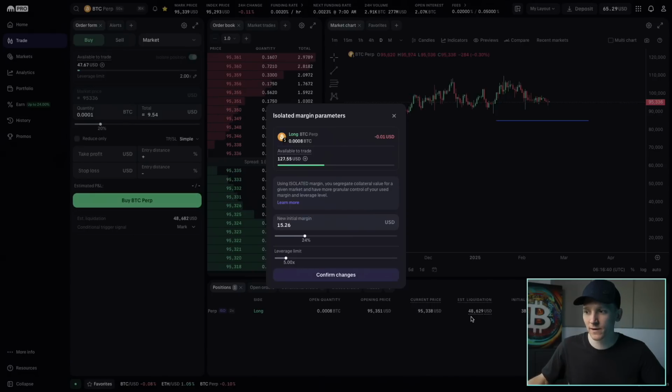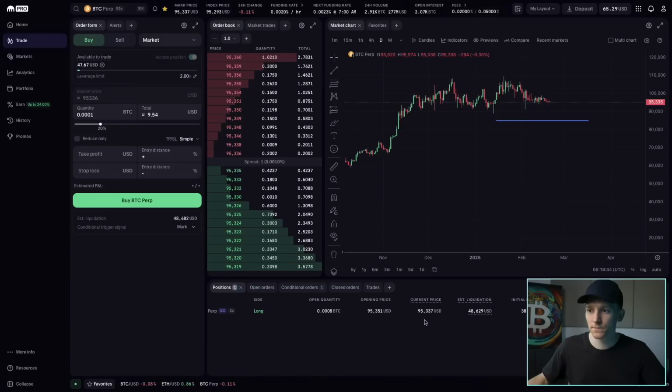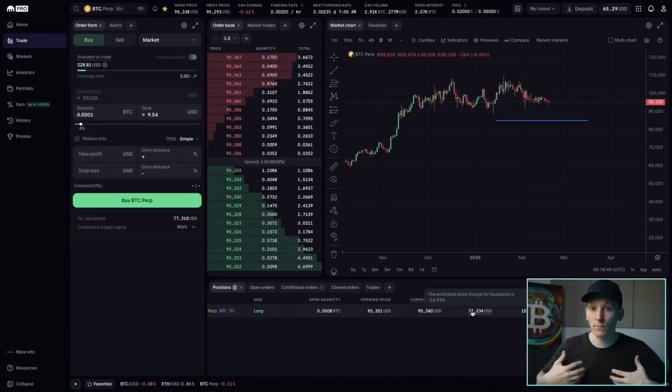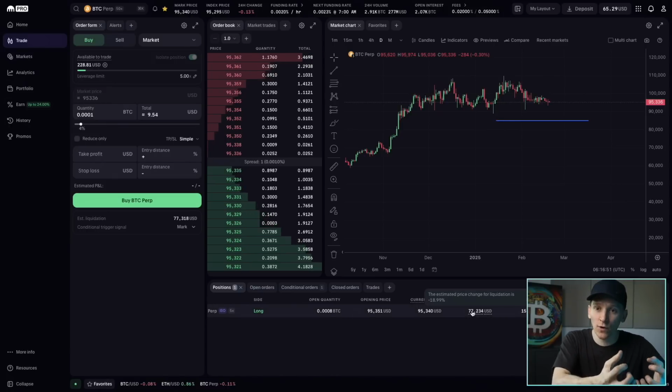Now you can see my estimated liquidation right now is 48,000. I'm going to confirm changes, and my estimated liquidation has now moved up to 77,000. I'm using more leverage, which means I actually took dollars out of that position, out of that trade. And so I have less cash to pay for potential losses in that trade anymore.